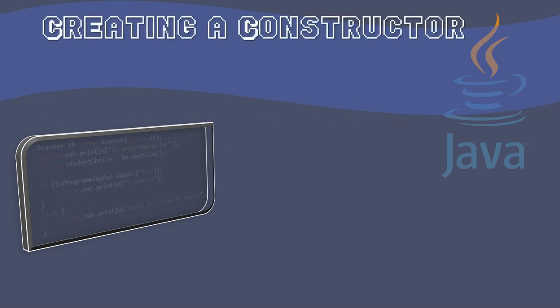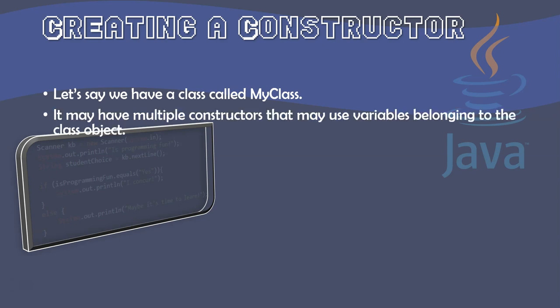Now, we also, of course, have constructors. As I already mentioned, constructors are very, very important within our program. If we have a class, let's say we call it MyClass, it may have multiple constructors that may use variables belonging to the class object. And that's the thing, we don't necessarily have just one constructor or no constructors, but multiple constructors a lot of times are defined typically for the different combinations of variables within that object.